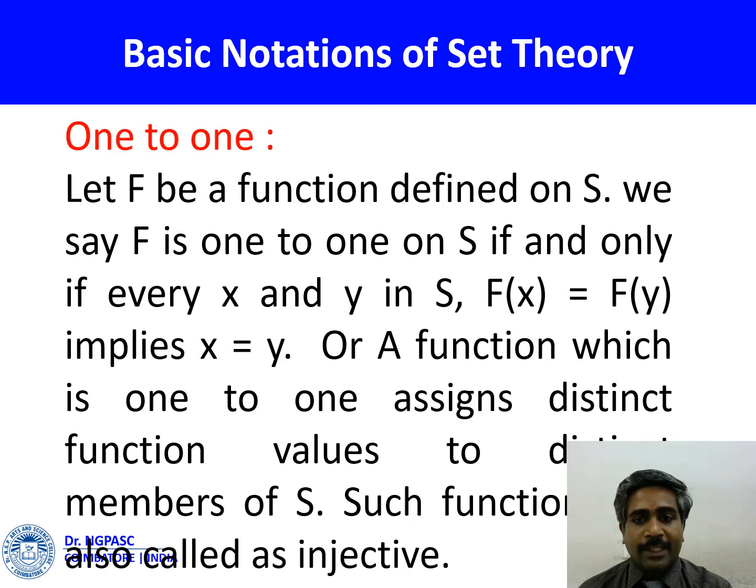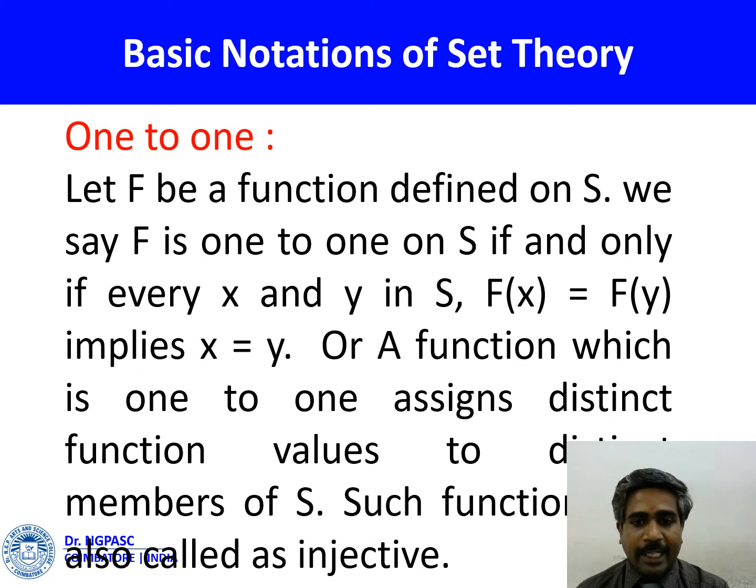Next, one-to-one function. The function f is defined on S, then the function f is said to be 1-1 if and only if for every x and y in S, f(x) equal to f(y) implies x equal to y. Otherwise, we can say that if x not equal to y, then f(x) not equal to f(y). This is also the same meaning. Or a function which is one-to-one assigns distinct function values to distinct members of S.